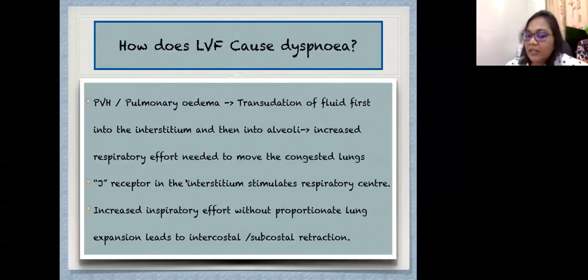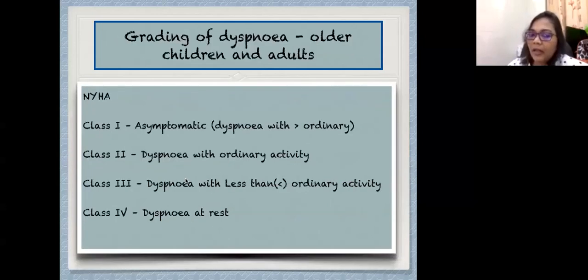Also, an increased respiratory effort without proportionate lung expansion due to the congestion leads to intercostal and subcostal retraction. So that is the mechanism. So this you will all be aware about the grading of dyspnea. In older children and adults, it is the NYHA class.